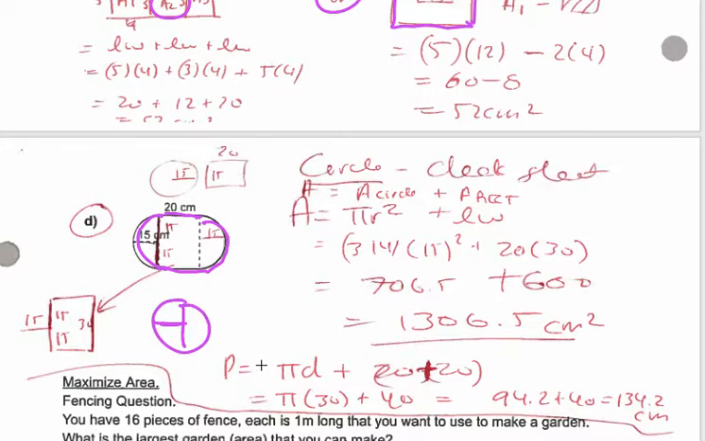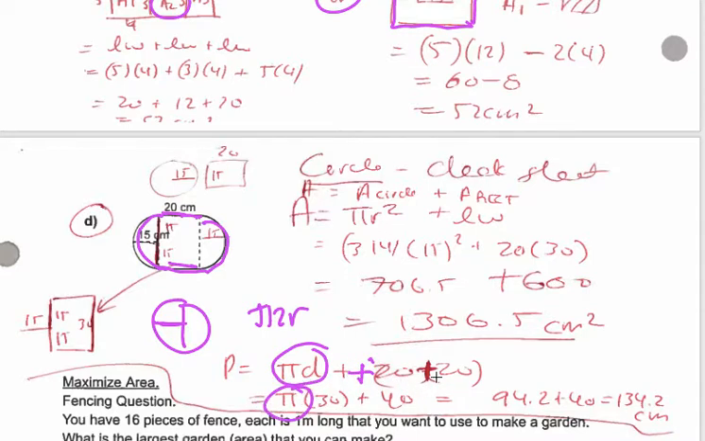Okay, so when you get the perimeter of the whole shape, you use the circumference of a circle formula, pi d. So pi times 30. Remember that d is double the radius. So you can either put that as pi d, or you can put pi 2r. And then the rest of the perimeter is just these two pieces that are 20 each. So you go pi d, and then plus 20 plus 20.